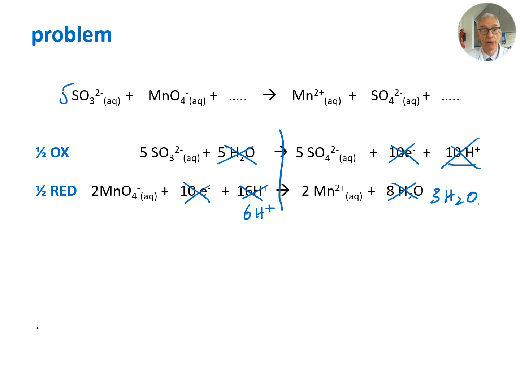I've got 5 sulfate 4, I've got 2 manganates, I've got 6 H plus, I've got 2 manganese 2 plus, 5 sulfate 6s and 3 H2O. So there is my full balanced equation.